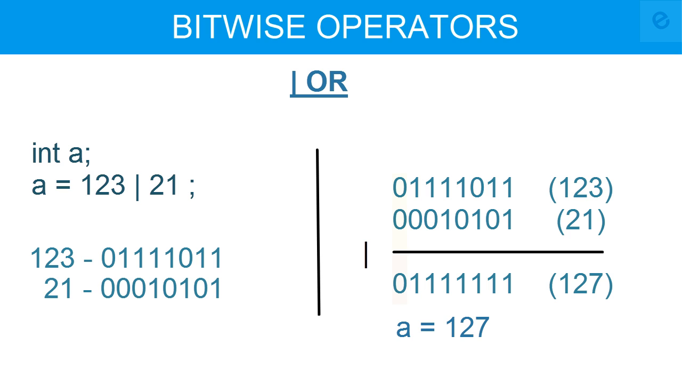Suppose in the first column it is written 0 and 0, so it is again rewritten as 0. In the second row it is 1 and 0, since there is at least one 1, it is rewritten as 1. And in the fourth column you can see 1 and 1, so it is again rewritten as 1. Unlike bitwise AND, bitwise OR requires at least one bit to be 1 for it to be rewritten as 1.